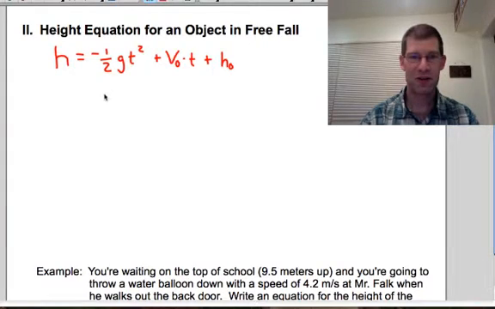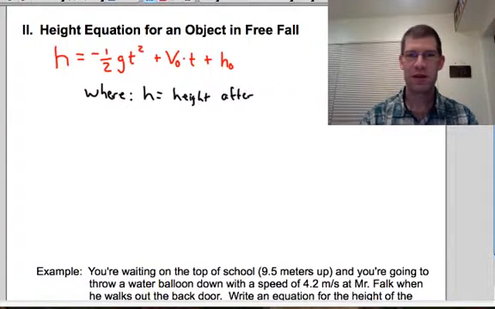Okay, I should write out a little bit what these things are. So I'm going to say this is true where, we'll just go left to right. H equals the height after t seconds. G is going to be acceleration due to gravity.